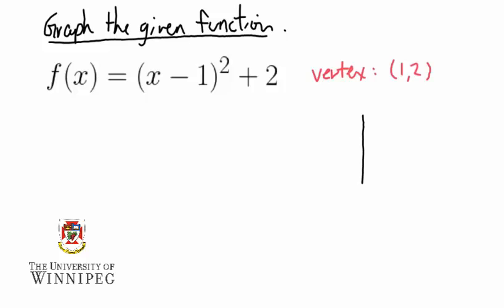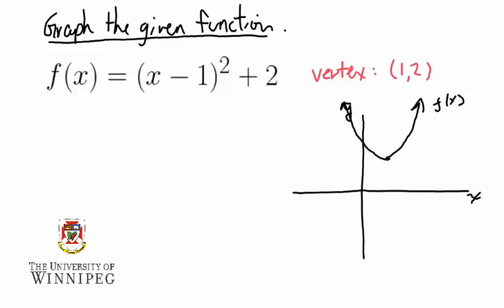Since we know the vertex is (1, 2), this means we could draw our xy plane and plot a point at (1, 2). This is going to be the vertex of our parabola, and we can check over here for the coefficient in front of our squared term. It's a positive number, so this parabola is going to open in the upwards direction.